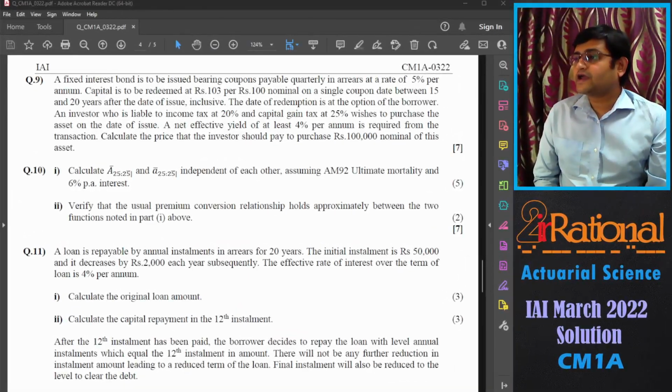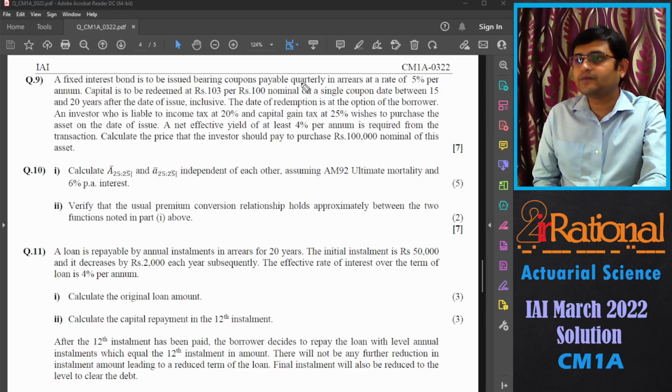So in question number 9, a fixed interest bond is to be issued bearing coupons payable quarterly in arrears at the rate of 5% per annum. So we have quarterly payments. The capital is to be redeemed at 103 per 100 nominal on a single coupon date between 15 and 20 years. So we have an optional redemption date after the date of the issue, inclusive. The date of the redemption is at the option of the borrower.